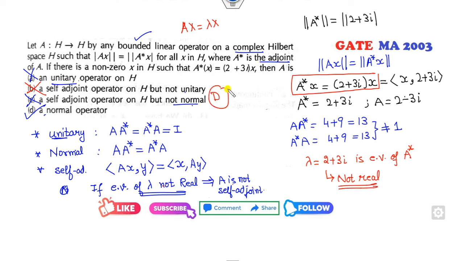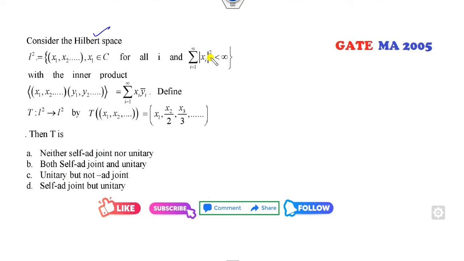Okay, look at another one. Consider the Hilbert space L2, which is defined here. The inner product is this. I can write this function as T of x. This function is x times 1 over n. Now they are talking about self-adjoint, unitary and so on, so your target is to prove this. I can write this value as a summation of x and its conjugate, because it is a complex number, so 1 over n is the same, it's 1 over n.